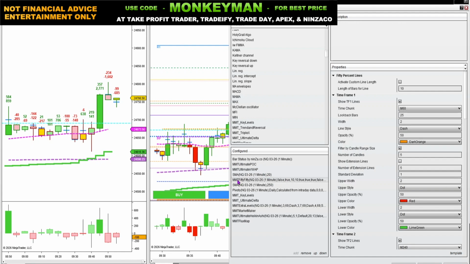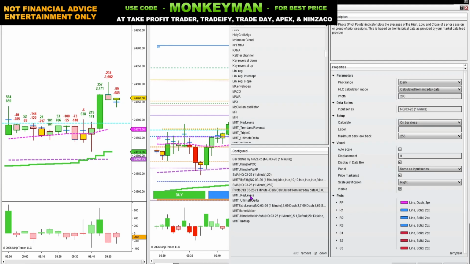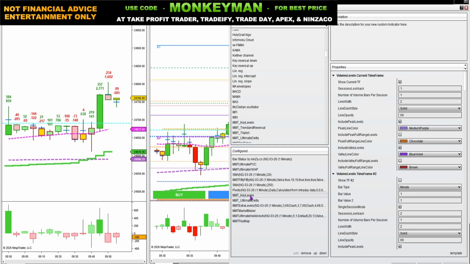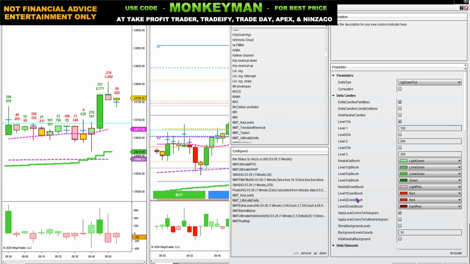I've got the MMT 50/50 with default settings showing me 50% levels and also 50% wicks levels from several different time frames, including the 1 hour, 4 hour, and daily time frames. I've got the built-in pivot points. I've got the MMT key levels on the chart. I've got the ultimate delta on the chart.